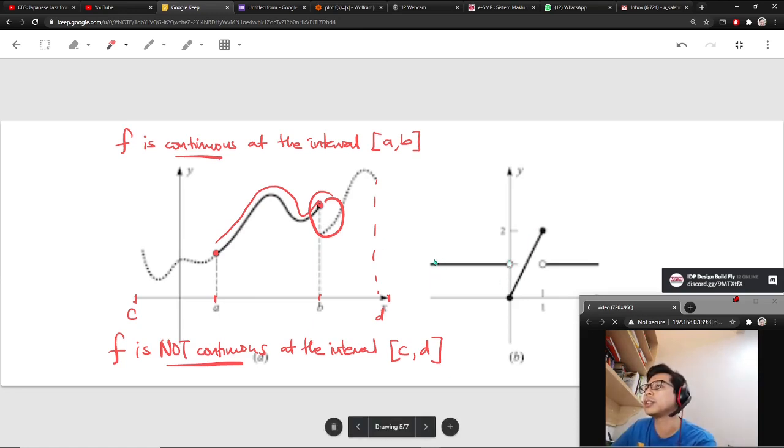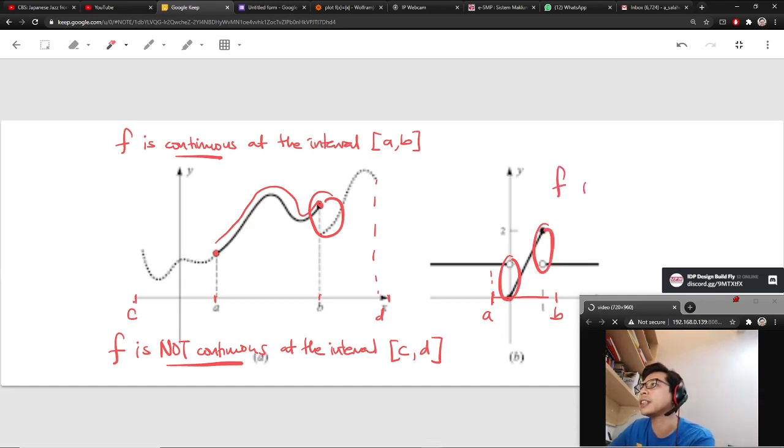Here is another example. It's continuous up until the point. If you define your interval here, this is a b. This is your interval x. As you can see, obviously there's a gap here, there's a jump here. So this function is not continuous at the interval between a and b.